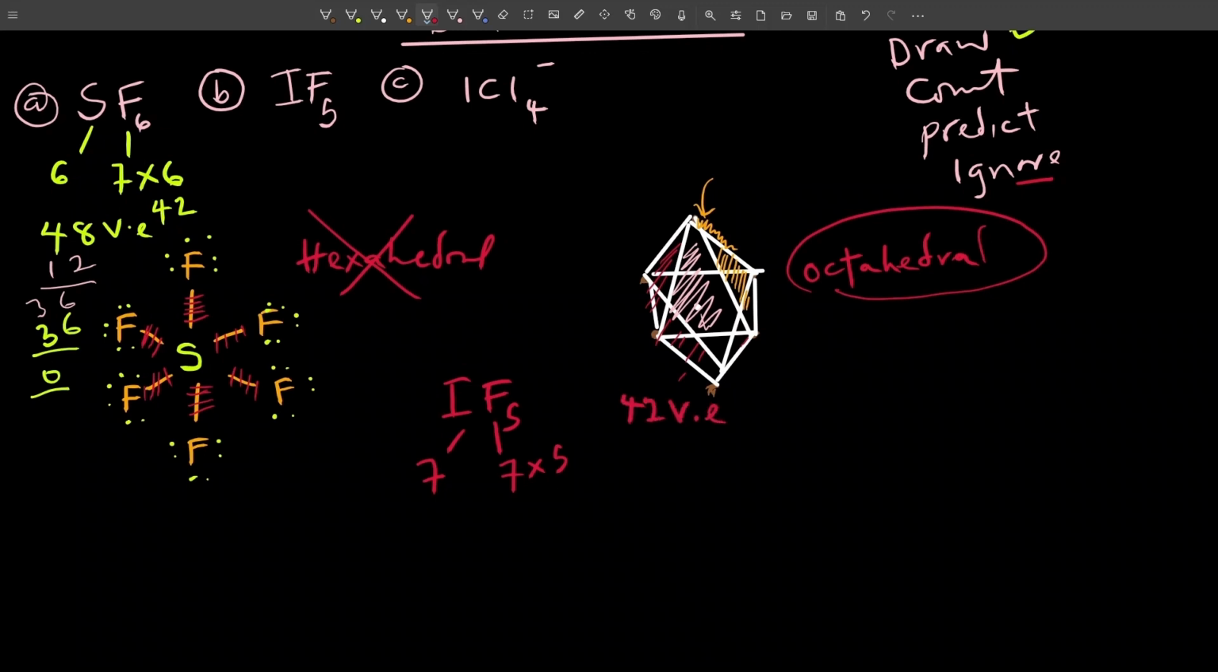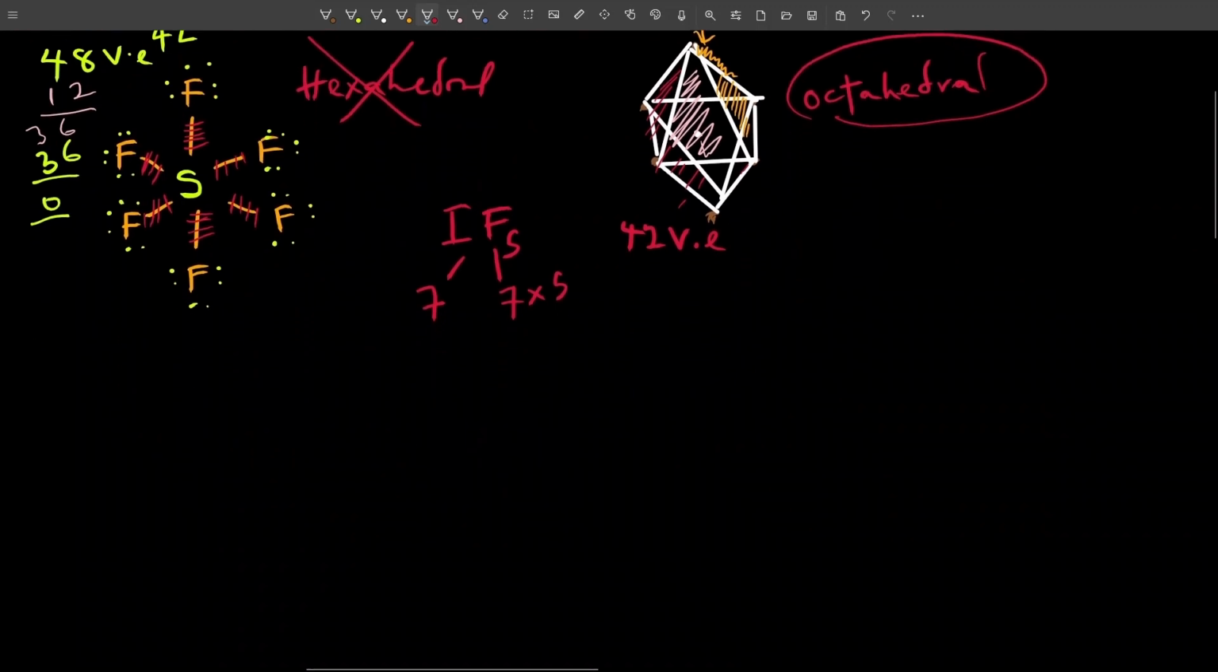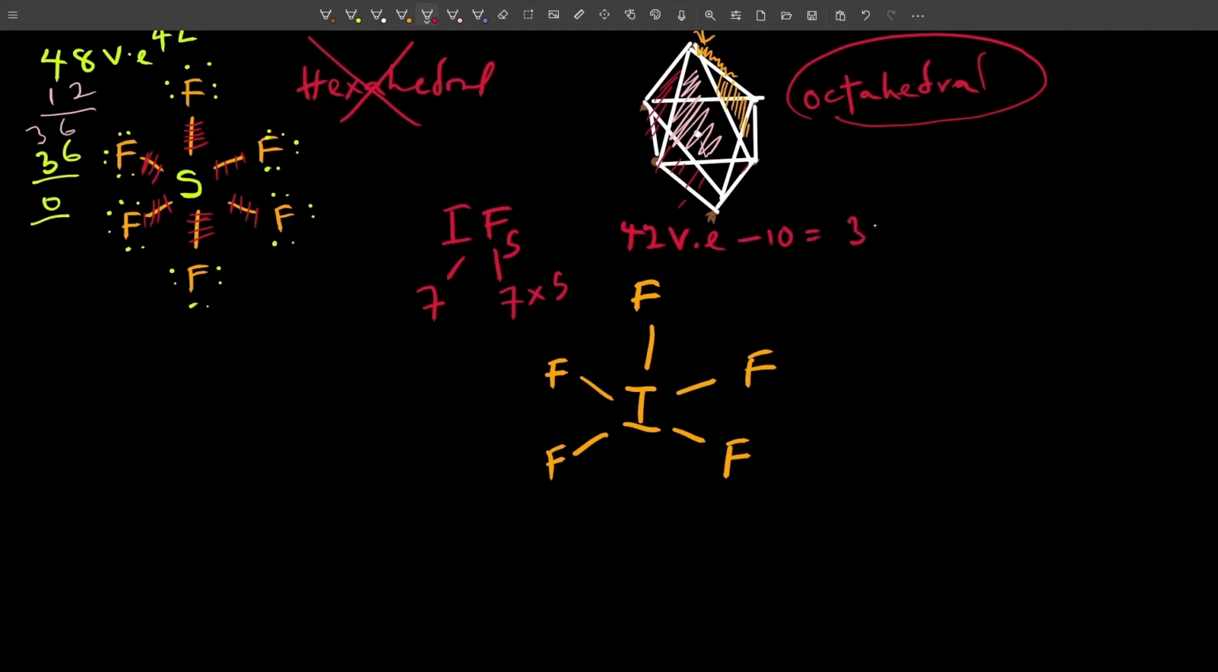42 valence electrons. Again, between iodine and fluorine, which one has the lower electronegativity? Obviously, it's iodine. We have iodine having the lower electronegativity here, so it will be the central atom. And we have 5 fluorine atoms, so let's arrange them. Okay, so I've used up how many electrons? I've used up 2 times 5, that's 10, so 42 minus 10 will give me 32 valence electrons.